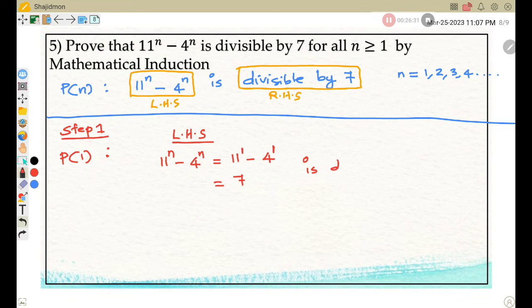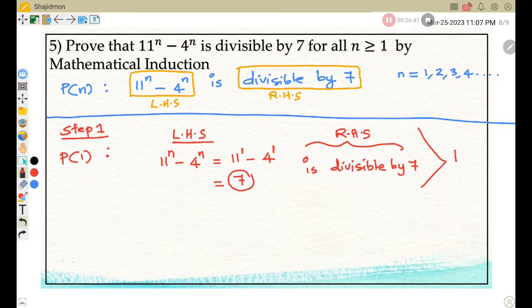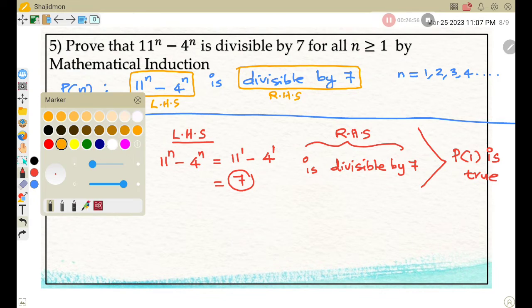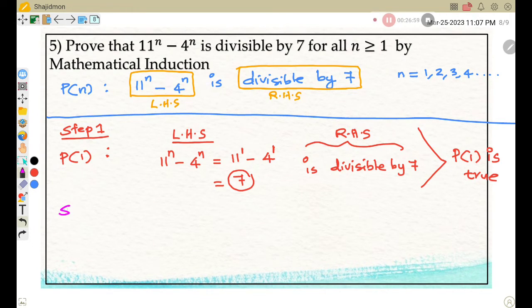So it is same as the right hand side, correct? Is divisible by 7. This is actually the right hand side of the statement. So whatever the number you are getting here is divisible by 7, correct? So what is the meaning of that one? It is true. So P of 1 is true. P of 1 is true here. So the first step is over now. Now we will go to the second step. Step number 2 here. What is step number 2 we need to do?